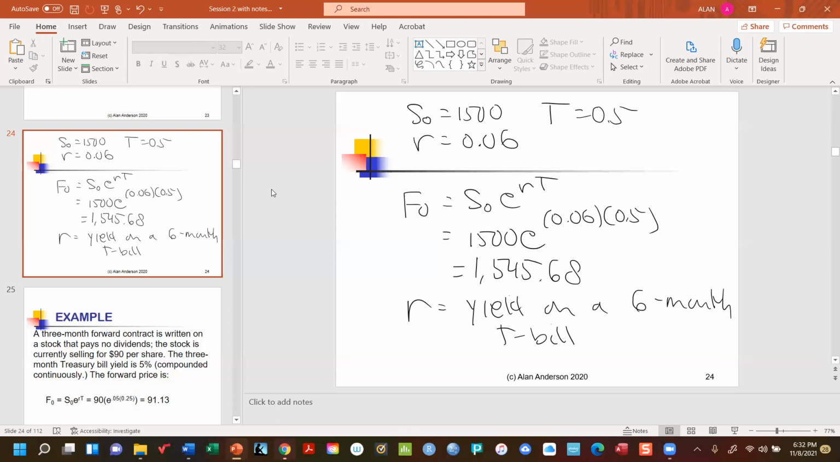So the forward price is the future value of the spot price. That's what they're telling us here. All right, so that's the way that you have to remember it. The forward price, or the price at which you can take delivery in the future, is the future value of the spot price.